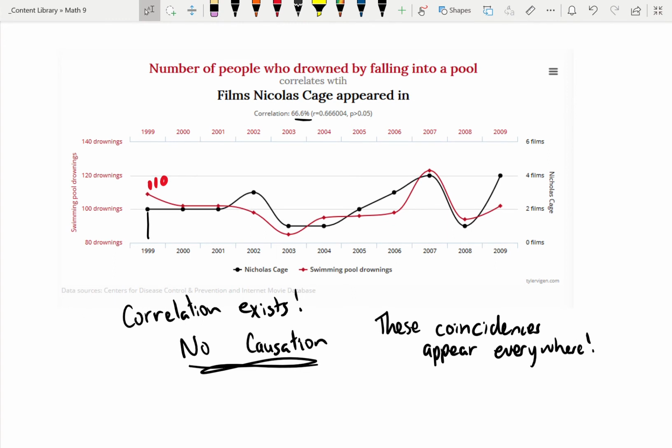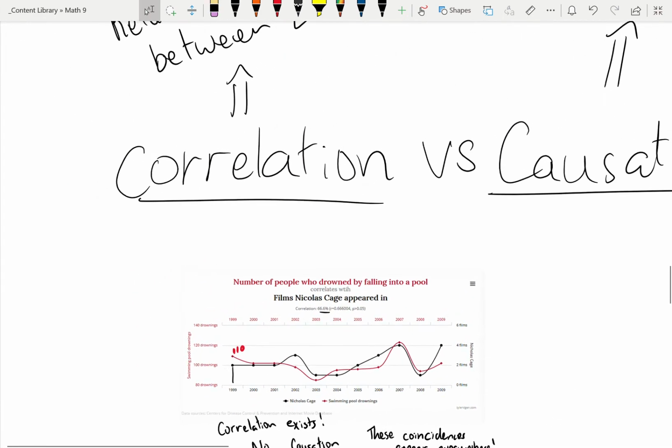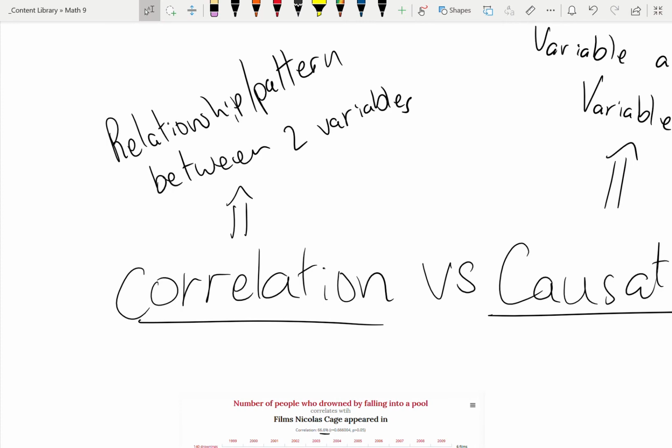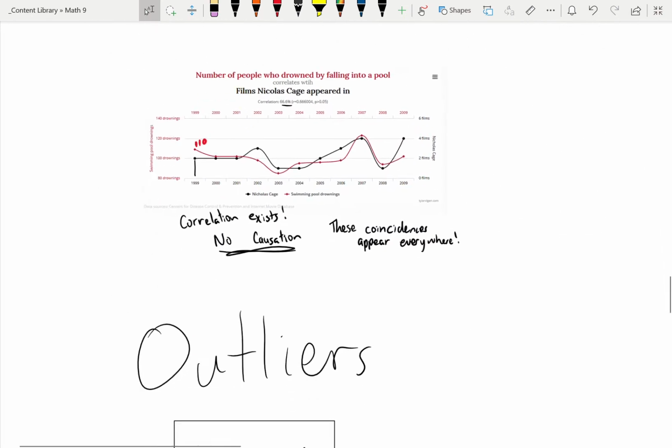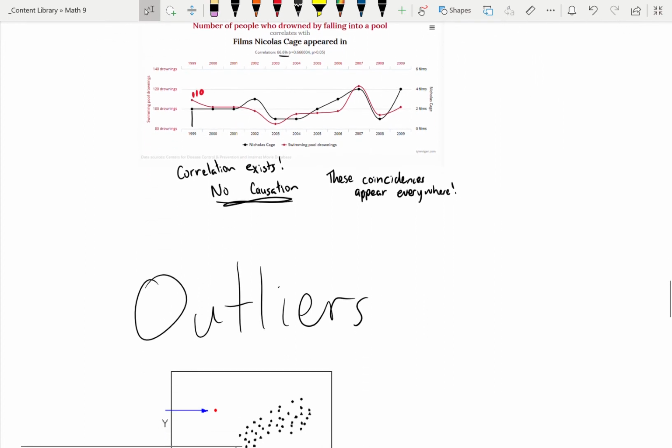This is probably just a coincidence. There's really no way to connect these two. So one of the things I want you to keep in mind is just because there is a relationship doesn't mean that one is causing the other. It might be, but we would have to do more checks in order for this to be true.